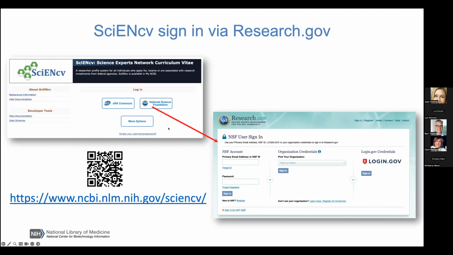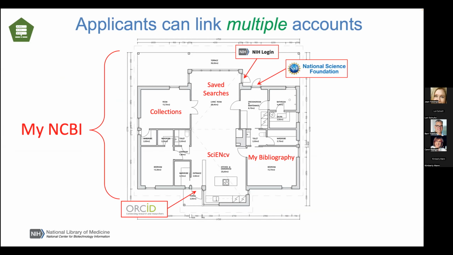Let's look, here's an option. You can use your research.gov credentials to sign in to SciENcv. You would click on that button. It takes you right over to research.gov. This is the username and password. You are actually authenticating in that system. And once you authenticate, you're transported back over to SciENcv, and that connection is made and you're able to start filling out the forms.